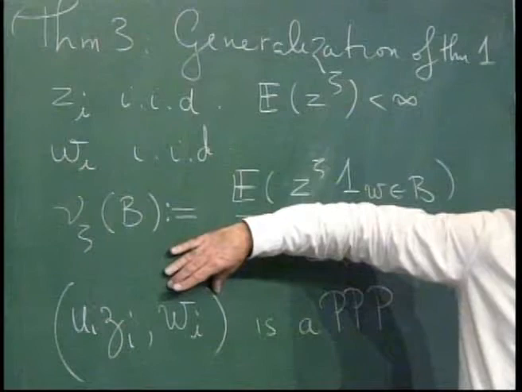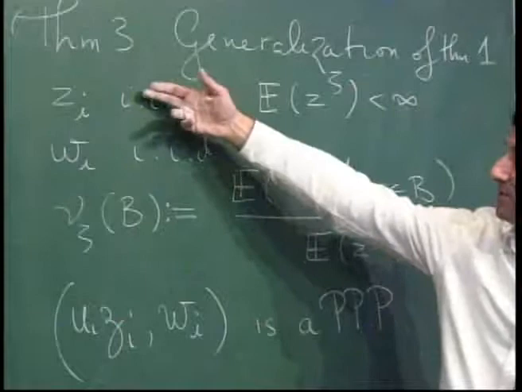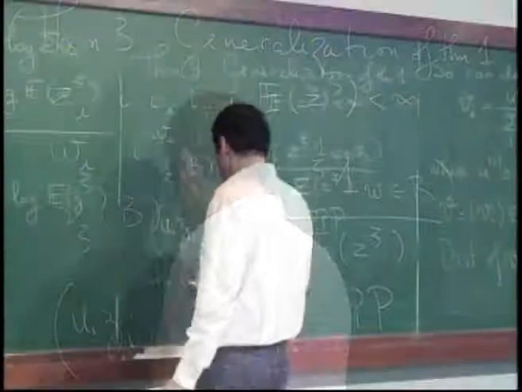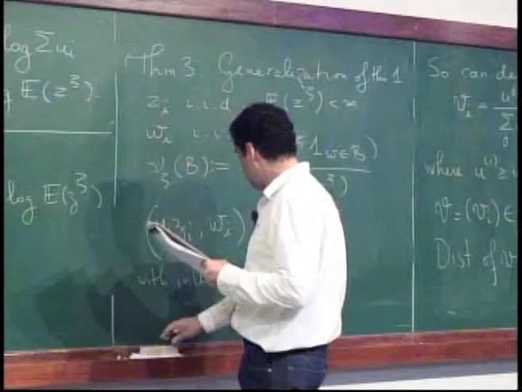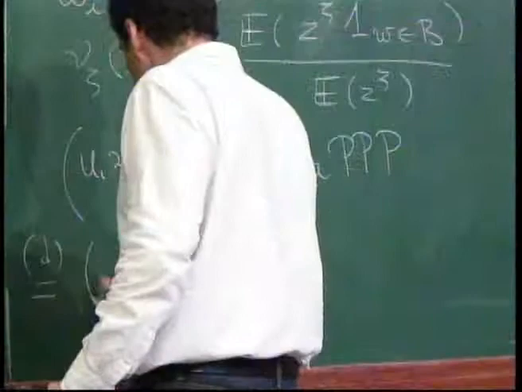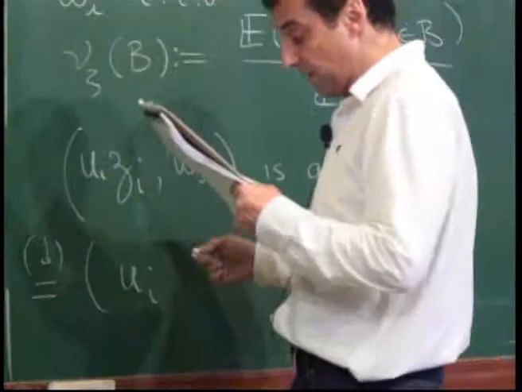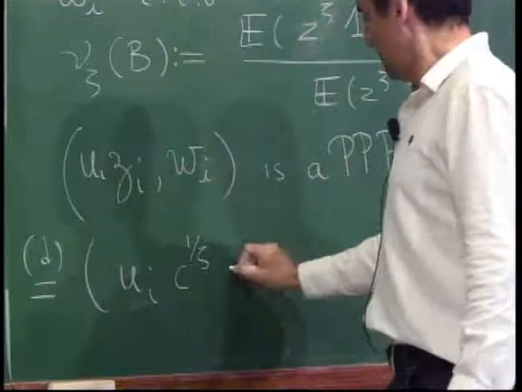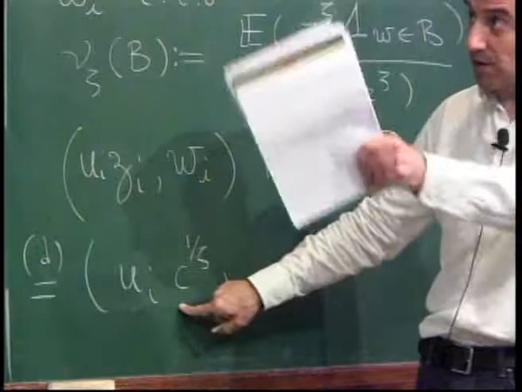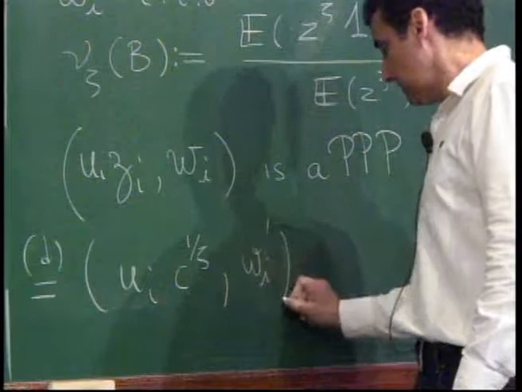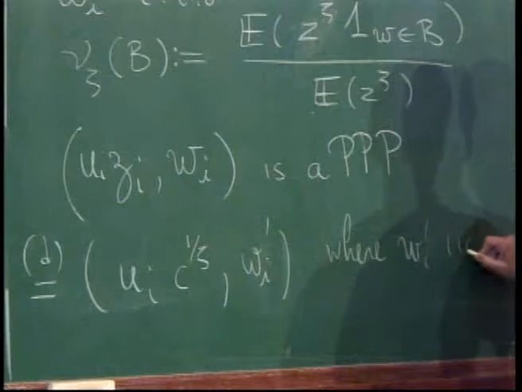I have two things random now, the Z_i's and the W_i's. It's a Poisson point process which has the same distribution, which is equal in distribution as the u_i's, so that we know, multiplied by a constant, C to the 1 over zeta. Let's call this C. So this first part we know. We know that the u_i's are distributed like that. That's theorem one. But then here I should have a W prime i, where the W prime i are IID with distribution nu zeta.